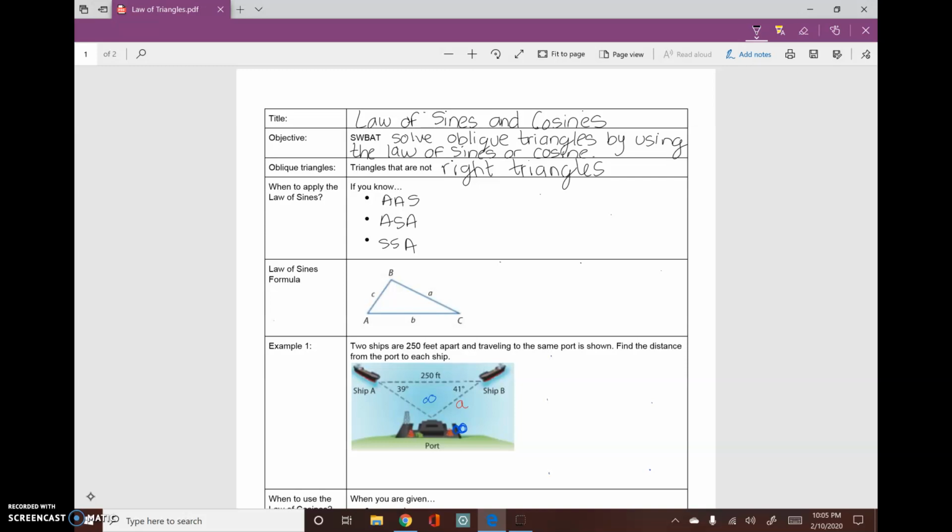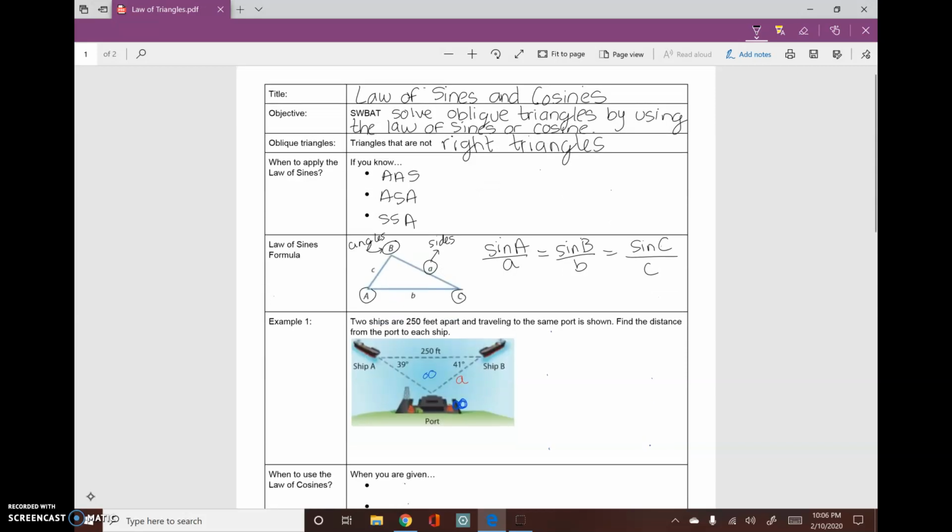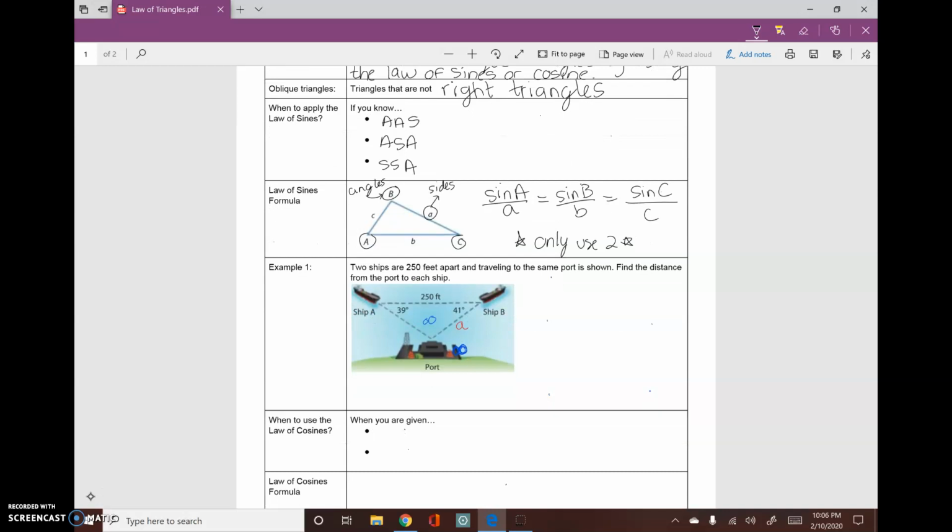So what is the law of sine's formula? It's sine of capital A over little a, sine of capital B over little b, sine of capital C over little c, where the capital letters are angles and the lowercase letters are sides. And you will only be using two at a time. So either sine of A and sine of B together, or sine of B and sine of C. But you're never going to use all three.